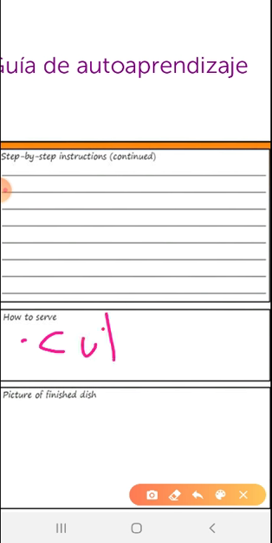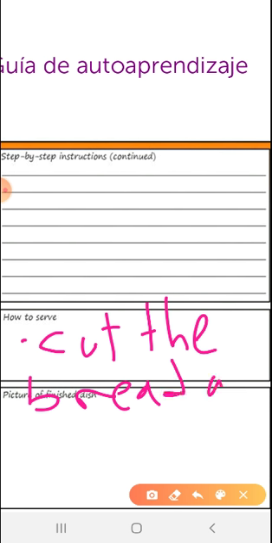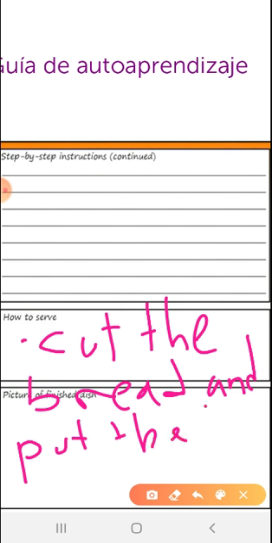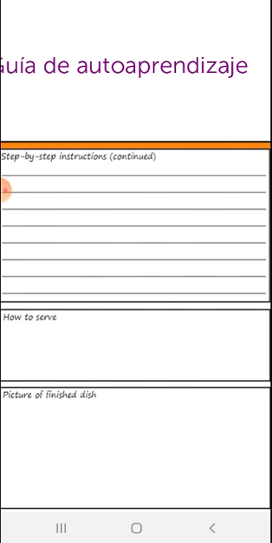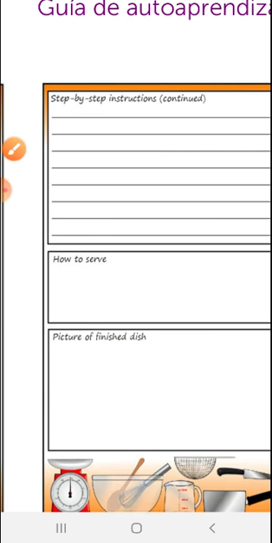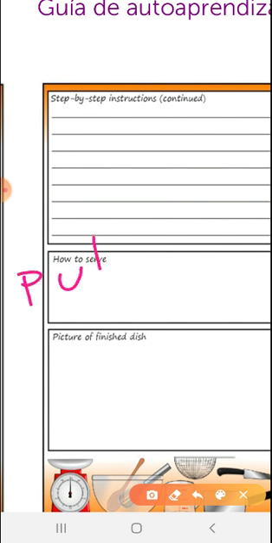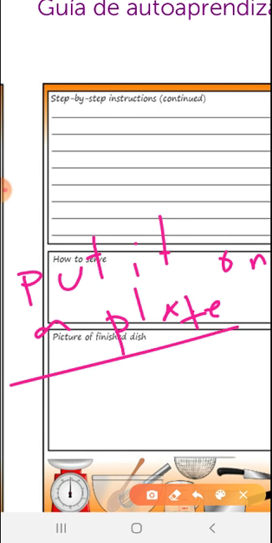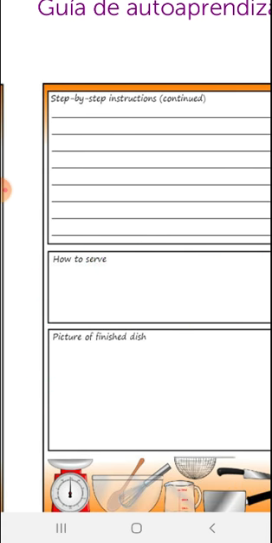So, cortar the bread, el pan. Y poner the beans, los frijoles, inside, adentro del pan, yes? Entonces lo mismo. Put it on a plate, lo pongo en un plato. Put it on a plate, or a dish, o en un plato o en un recipiente, and serve it, y lo servimos. Okay?